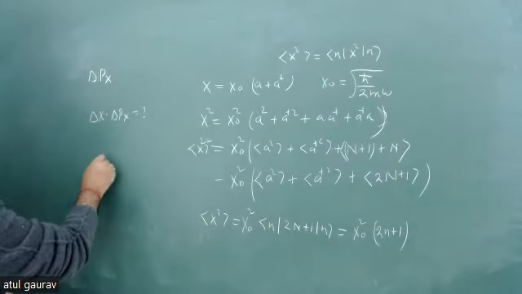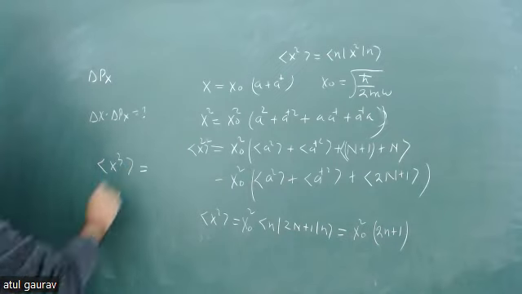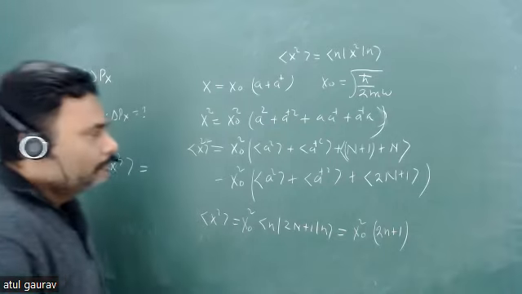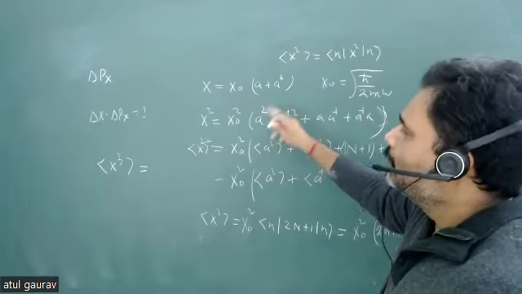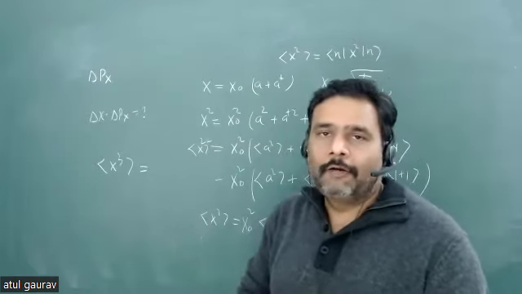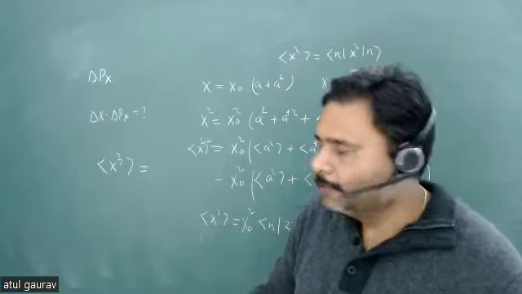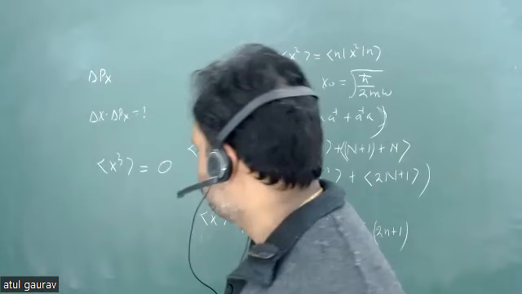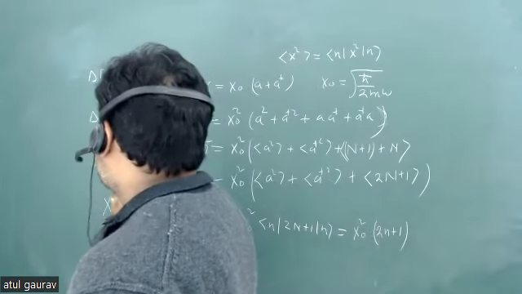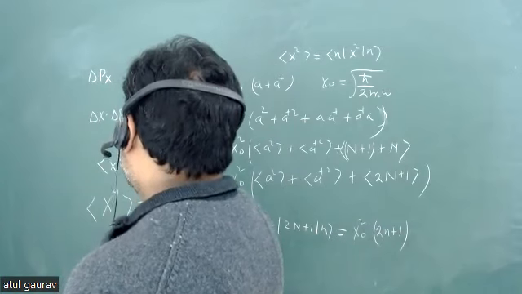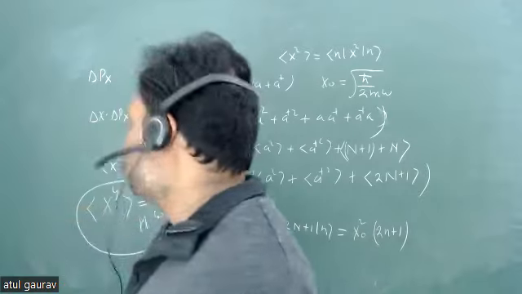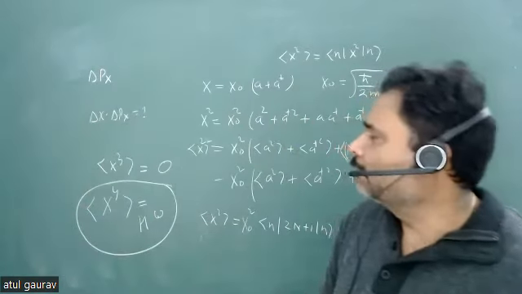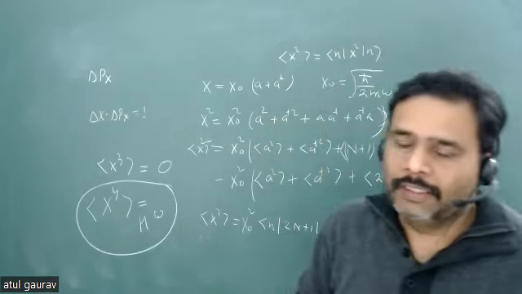Now can you please tell me what will be the expectation value of x cube? Okay, 0 will come. Why? There will not be any term which has the same power of A and the same power of A dagger. So the expectation value of x cube is equal to 0. Now, just for practice, find the expectation value of x to the fourth.